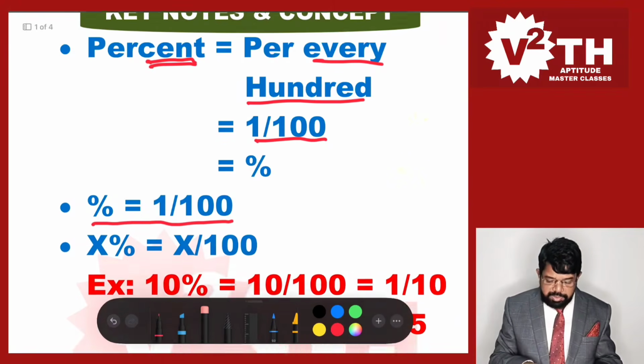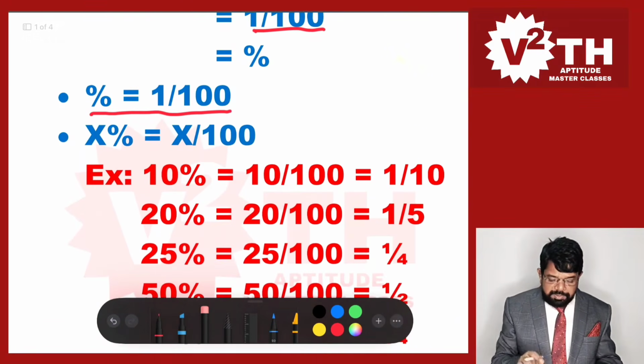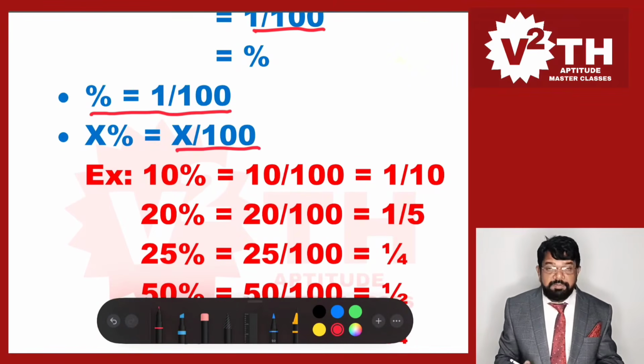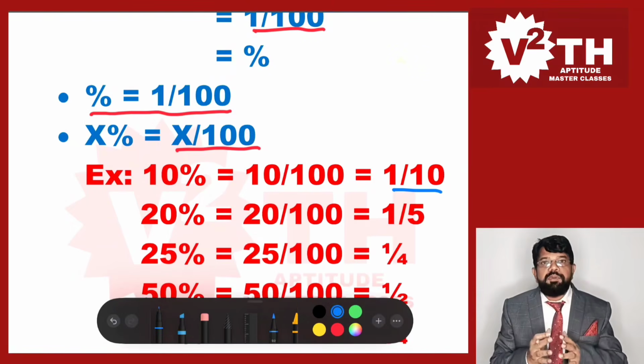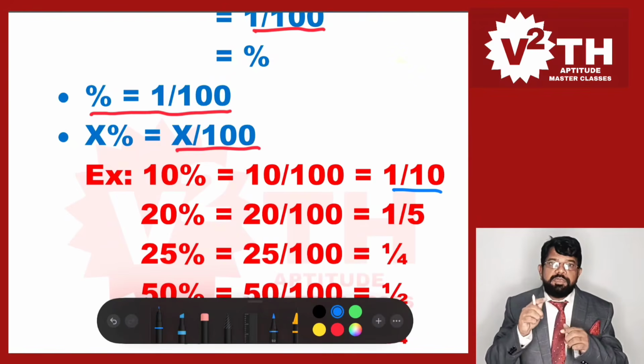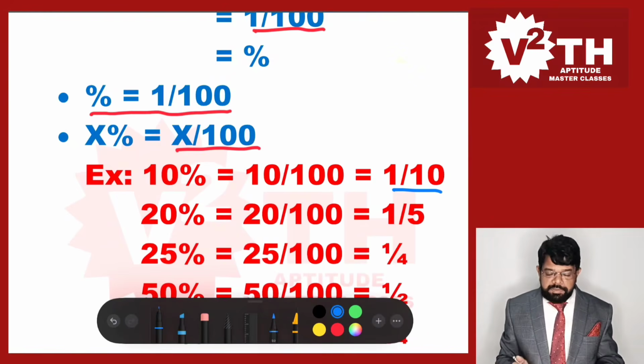Now observe the example here, x percent. X percent means x by 100. Now see here, 10%. What is 10%? 10 by 100. What is 10 by 100? 1 by 10. Always put the fraction in simplified form. So 10 by 100, the 0 gets cancelled, 1 by 10 it is.